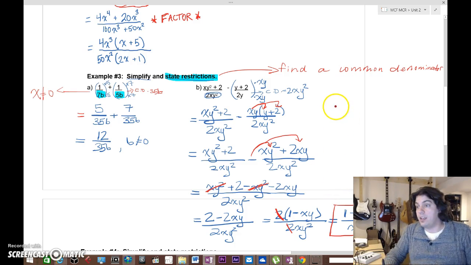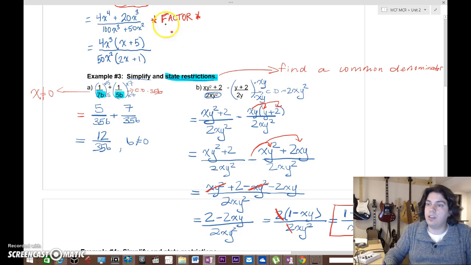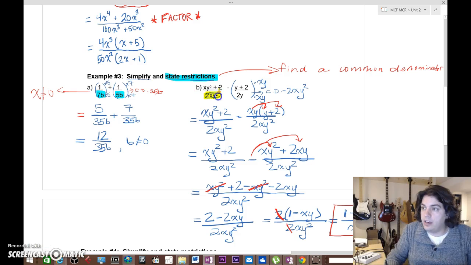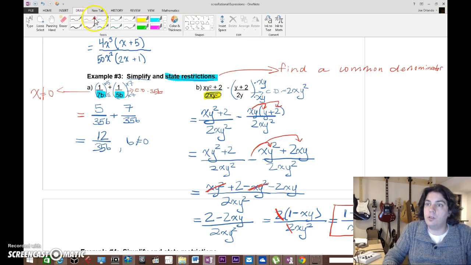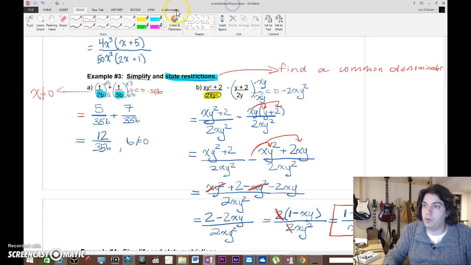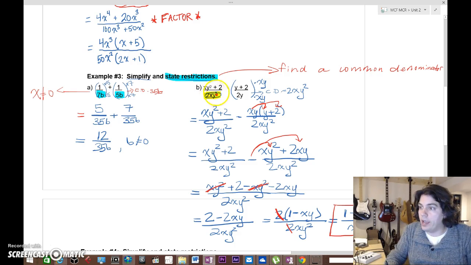Now, remember we have to state restrictions. And we always state our restrictions from the beginning. So if we look here, from this side, if I set x equal to 0, then the whole thing would equal 0. And if I set y equal to 0, the whole thing would equal 0. So x can't equal 0 and y can't equal 0. And then over here, again, if I set y equal to 0, the whole thing would equal 0. So y can't equal 0. So those are my restrictions. X cannot equal 0, and y cannot equal 0. All right, so there's the simplified form, and those are the restrictions.